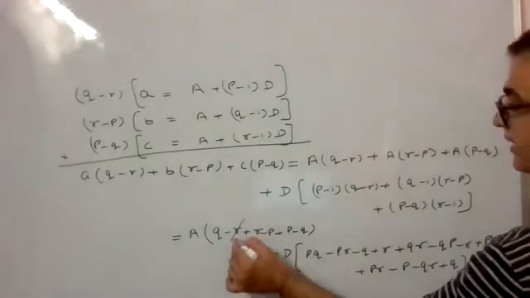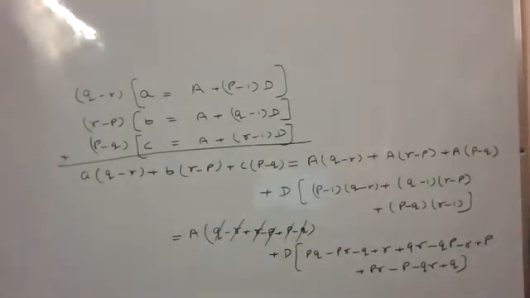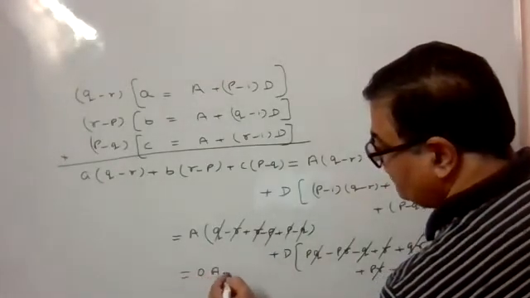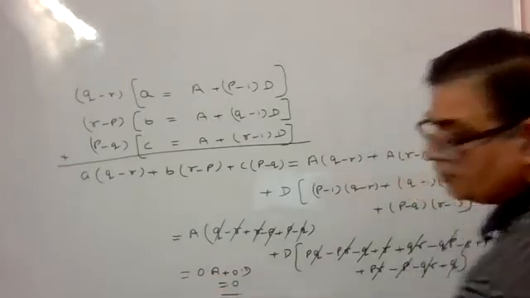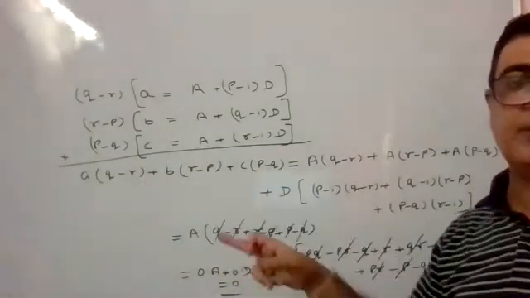Now when you solve it, r and r get cancelled out, p and p get cancelled out, q and q get cancelled out. So this part is clearly 0. In the same way pq and pq get cancelled out, pr and pr get cancelled out, qr and qr get cancelled out, then p and p, q and q, r and r get cancelled out. So what do I get here? 0 here, and this is also 0. So I got 0 into a plus 0 into d, that is 0. So the final answer is 0. This expression will be equal to 0.